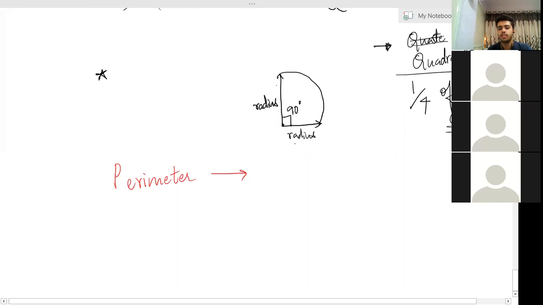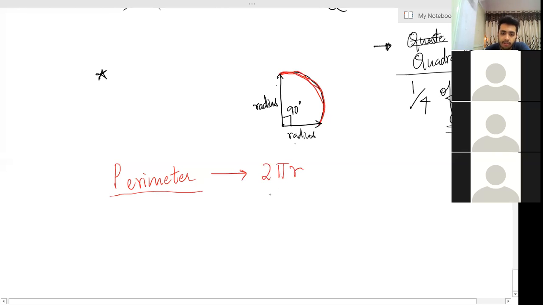So a quadrant is 1/4 of the circle. So this part, this red color, is also 1/4 of the perimeter. What is the perimeter of a circle? Pi r square? No. Don't get confused between diameter, r square pi, r into pi. It is 2 r pi, that is for a circle. Again, don't get confused between area and perimeter.